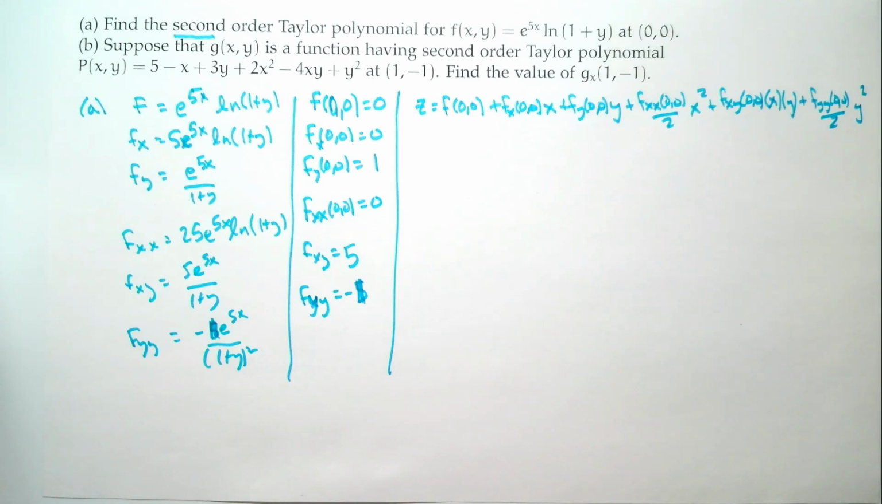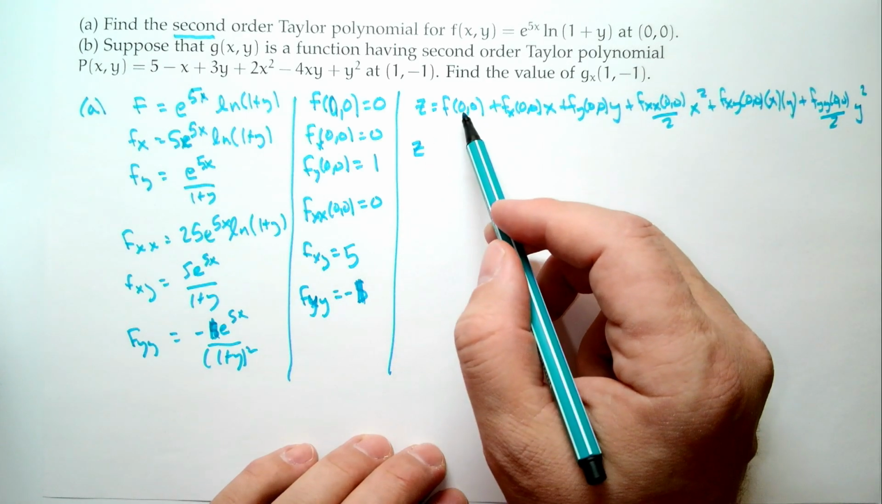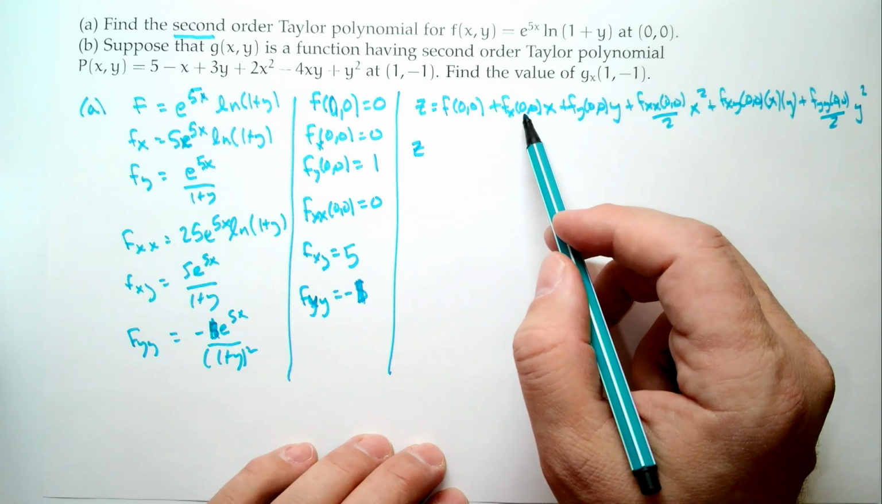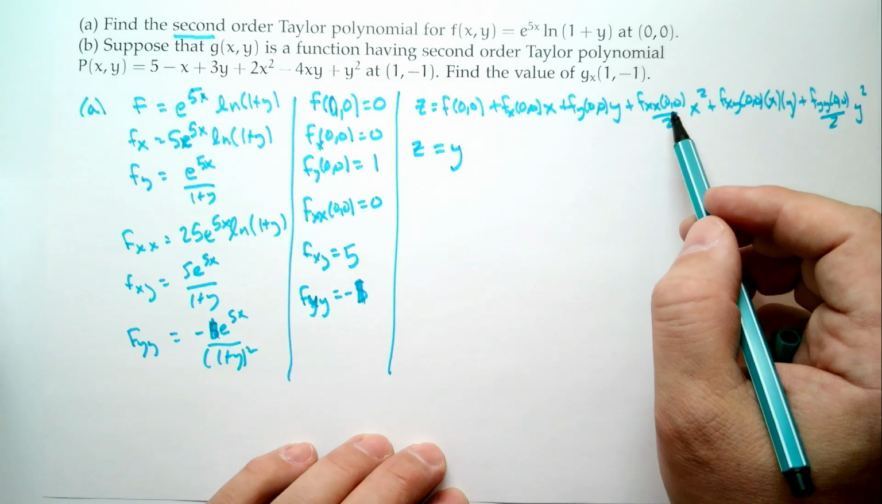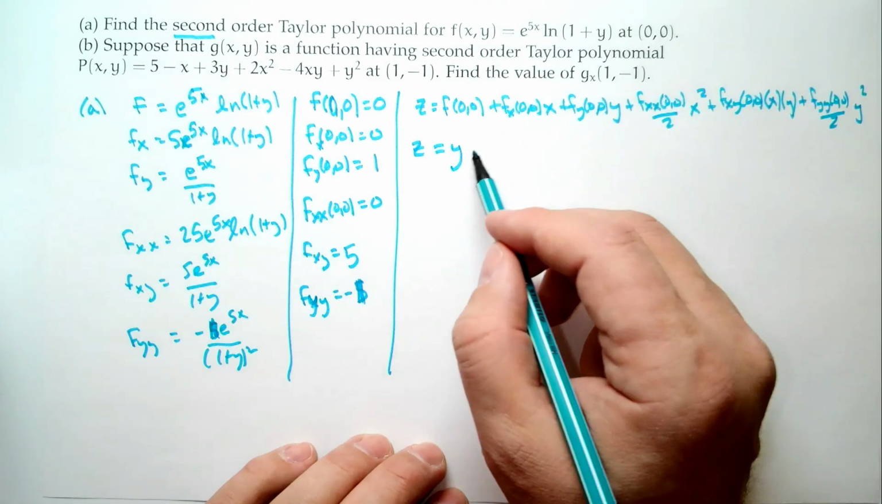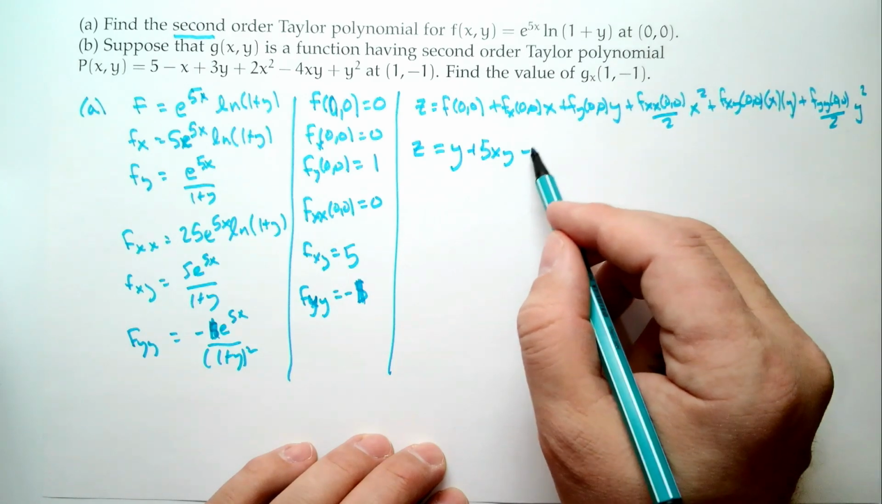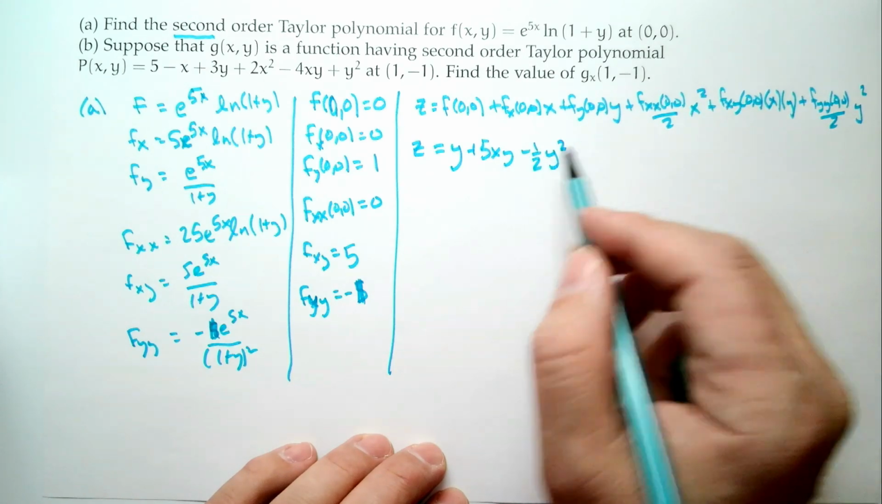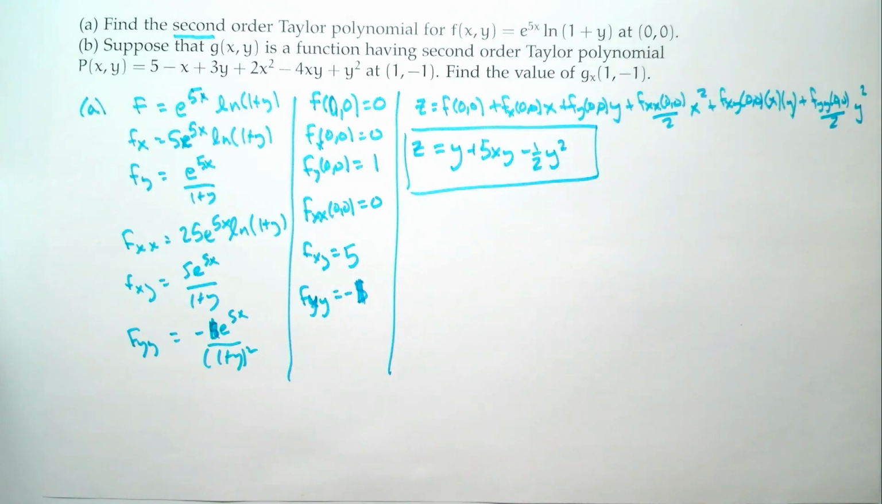Now, in our case, a and b are 0, so that makes things a little easier. You can actually fit it on your page. And you plug in what you know. So we get 0 plus 0 plus 1 times y, so we get y, plus 0x squared plus 5xy. And then we have a minus 1/2 y squared. And that's the answer for part A.